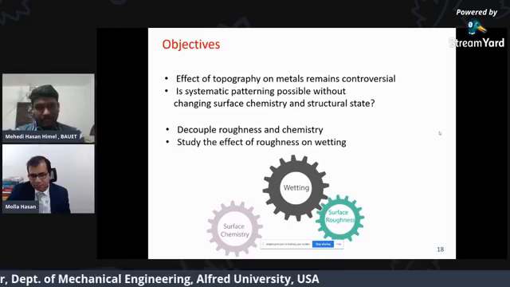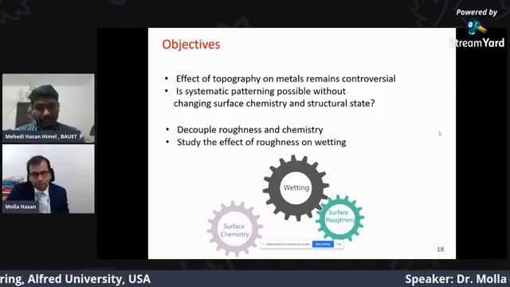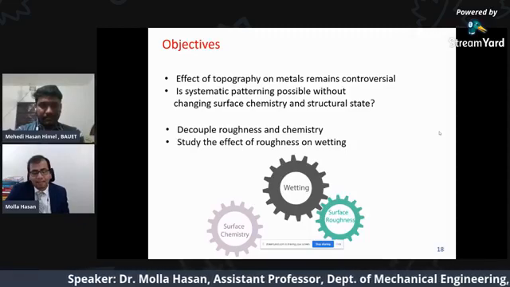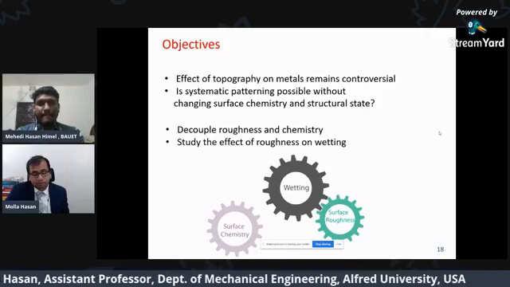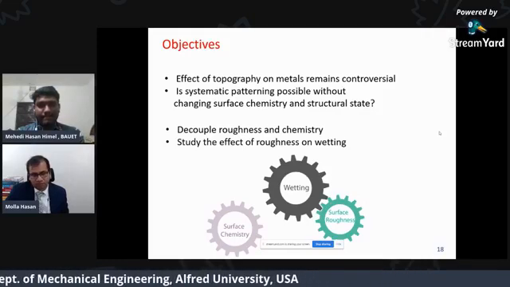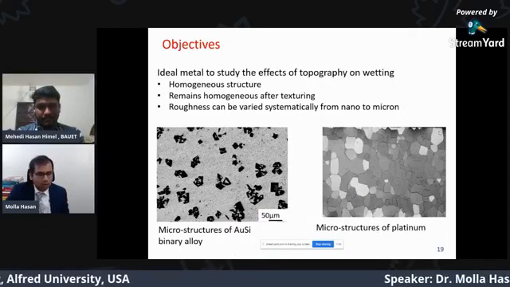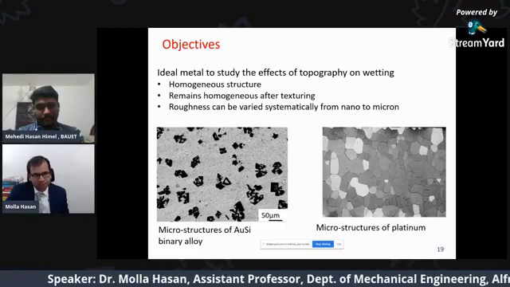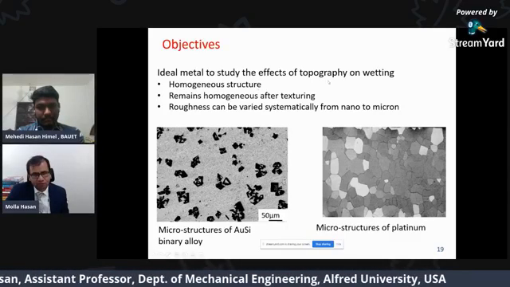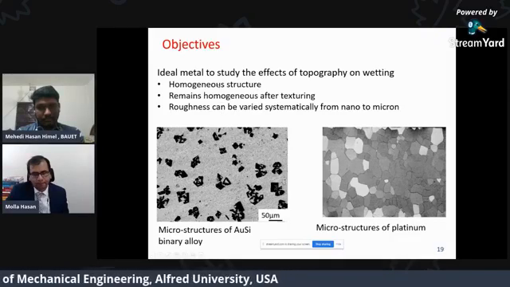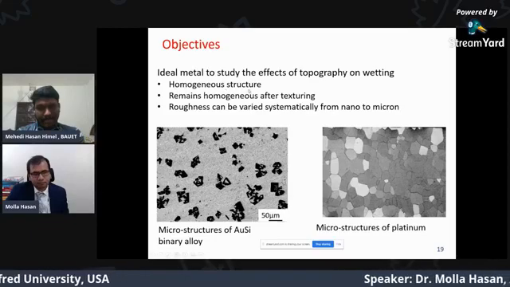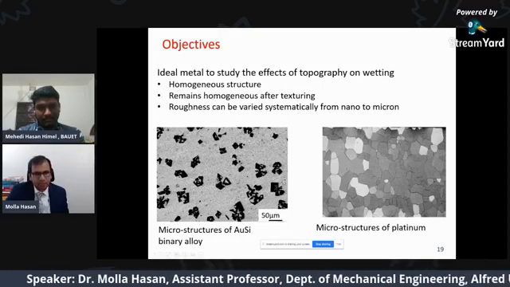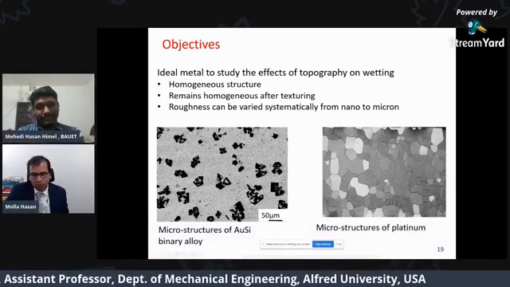Now, the question is, can we decouple surface roughness and surface chemistry, and identify the true effect of surface roughness? Traditional alloys and metals are not homogeneous. So for the ideal metal to study the effect of topography on wetting, there are three major criteria. The first, the surface needs to be homogeneous and remain homogeneous after texturing, and roughness can be varied systematically from nano to micro.